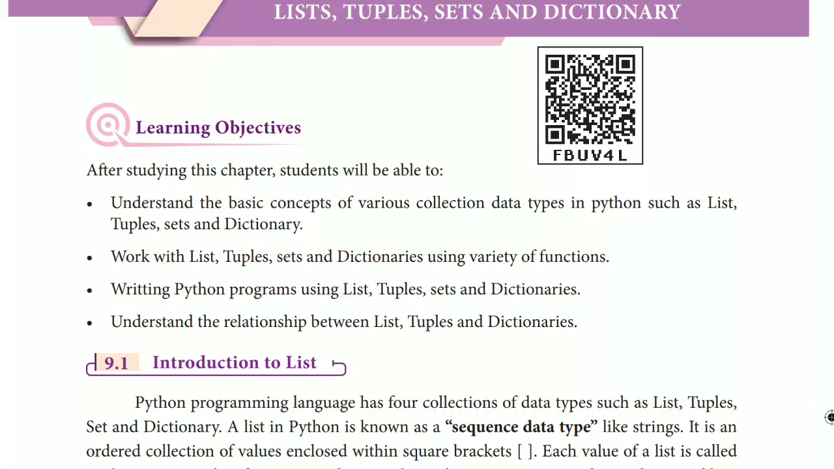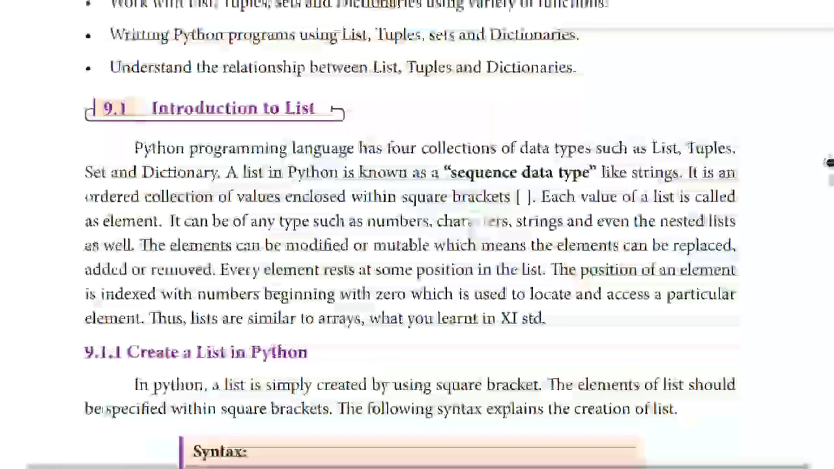This is a collection of data types in Python, such as list, tuples, sets, and dictionary. We will work with a list, tuple, set, dictionary using a variety of functions, and write Python programs using list, tuples, set, and dictionary. And we are going to understand the relationship between list, tuples, and dictionary. So, first of all, introduction of list.